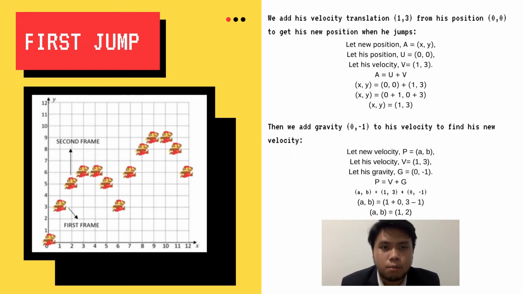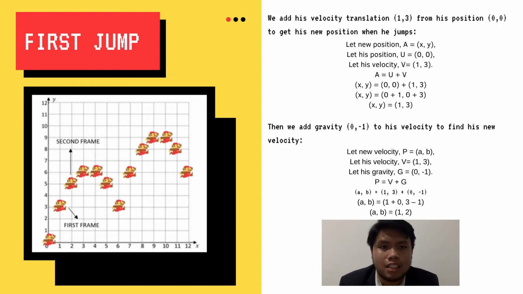To find the new position, we need to add his position with the velocity. You may also refer to the slide on the top right on how the calculation happened to get his new position. Moreover, we need to add his gravity (0, -1) to his velocity to find his new velocity, because when he is jumping there will be a gravitational pull.